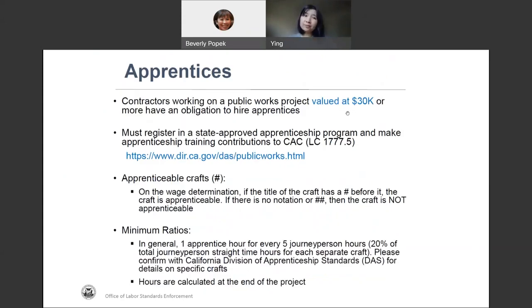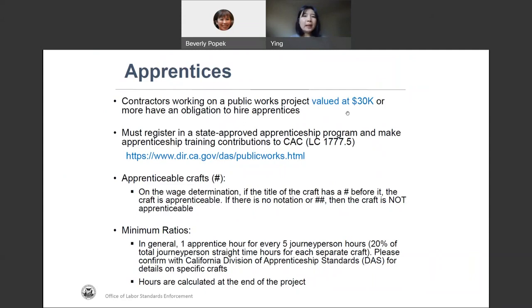Next is the apprenticeship requirements. Contractors working on a public works project valued at $30,000 or more have an obligation to hire apprentices. That apprentice must be registered in a state-approved apprenticeship program, and make sure that you are paying the apprenticeship training contributions to CAC. Here's the link to CAC.